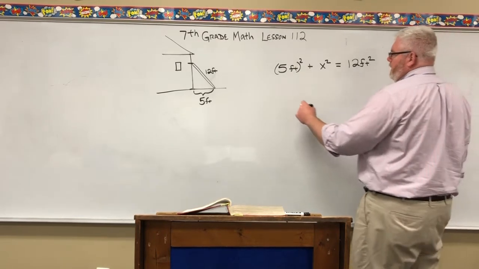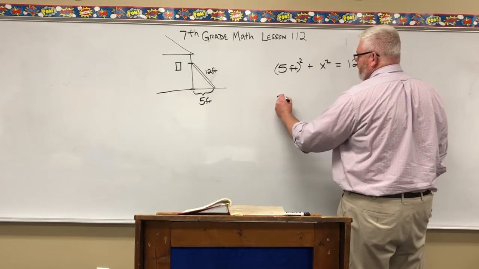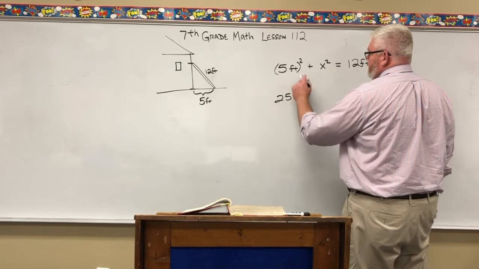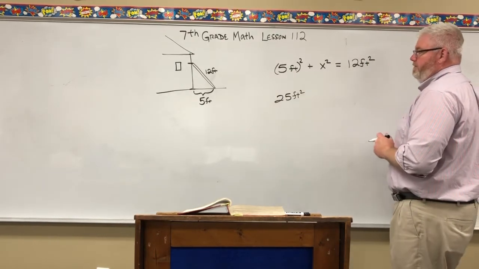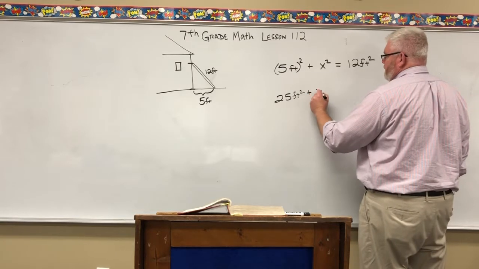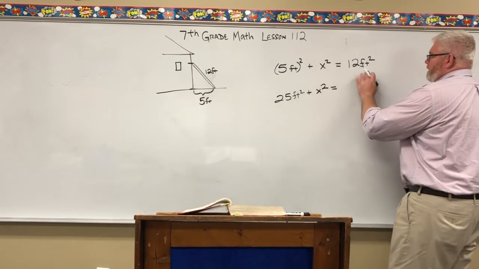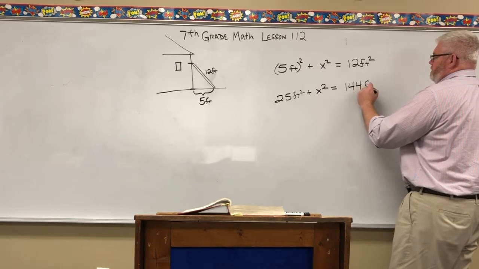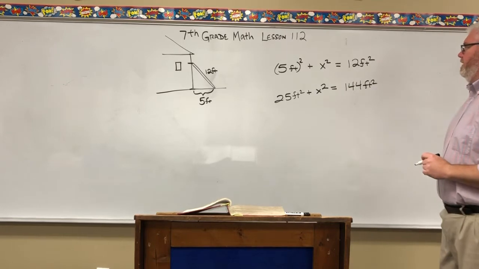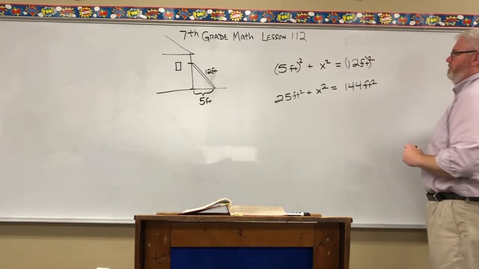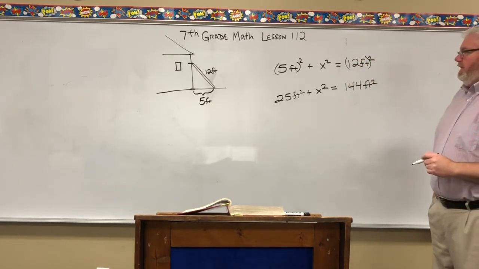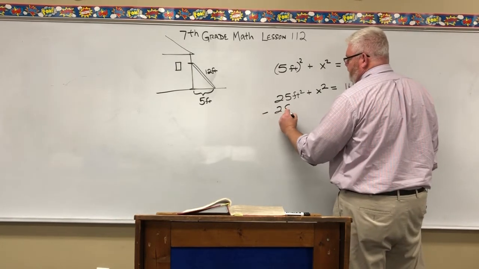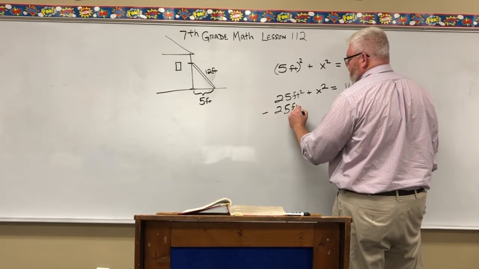So what we're going to do is we'll work out everything we can. 5 feet squared would be the a side. 5 feet times 5 feet is 25 square feet. Plus x squared, we don't know that. And then 12 feet squared is 144 square feet. All right? So let's do this. That would be better. That way you know it's the whole thing. Now, what are we going to do? We've got to get x by itself. So we're going to subtract 25 feet squared from both sides.